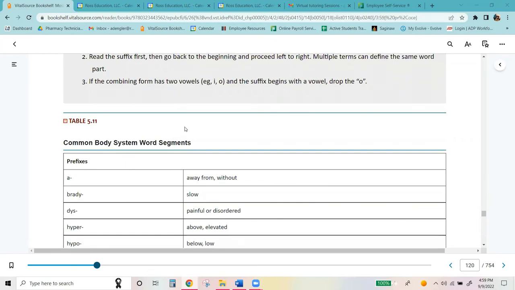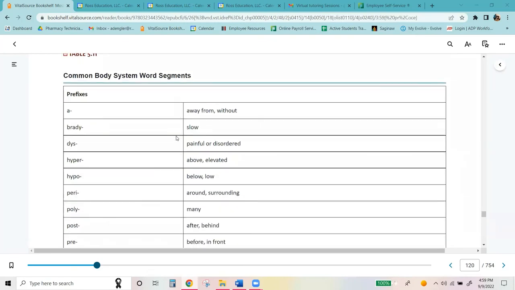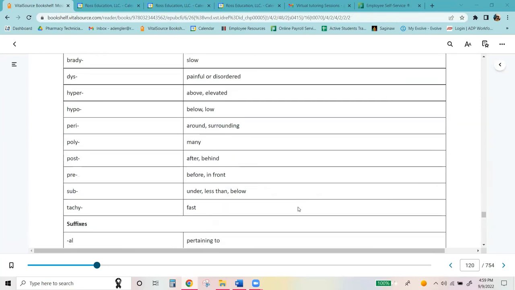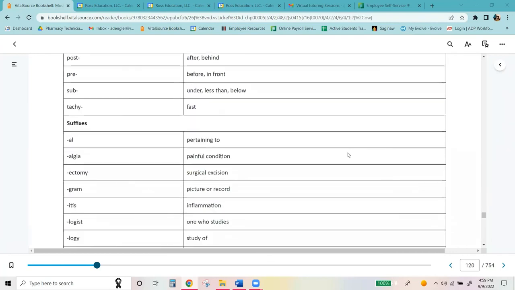Here are some common body system word segments. We have the prefixes here. Hyper is always going to be above or elevated. Slow is brady. Hypo is going to be below or low. Peri is around or surrounding. Post is after or behind. Pre is before and in front. Sub means under, less than, below. And tachy means fast.